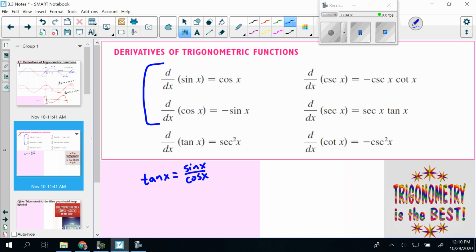If you wanted to do cotangent, that's cosine over sine, the reciprocal.